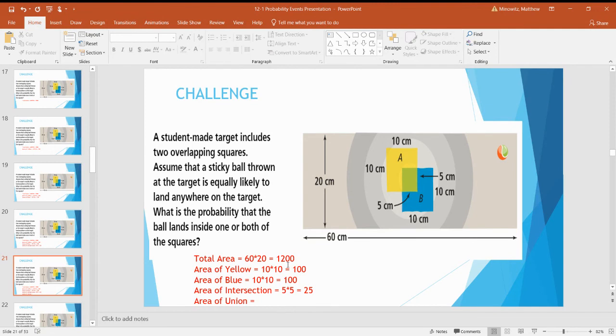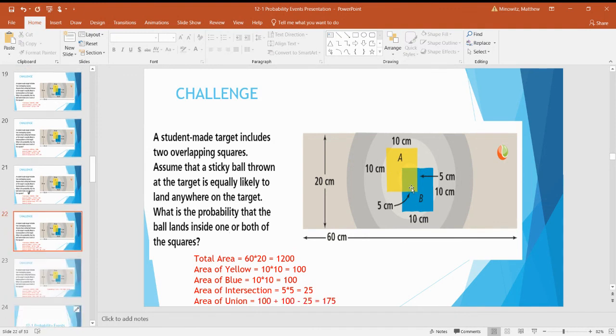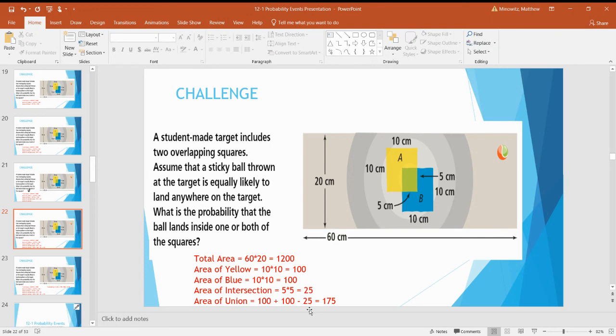So we've learned now that this is an or question. It's one or both. So the union, which we learned our formula is the area of one plus the area of another minus the intersection. So 100 plus 100 minus 25 gets us 175. So our probability of either or happening, or it landing in the middle, is 175 over 1200. Now your grapher will simplify that to 7 over 48, or it'll simplify it to a decimal. And depending on what the problem is asking for, we can leave our answer as an unsimplified fraction, a simplified fraction, or maybe it wants it as a decimal.